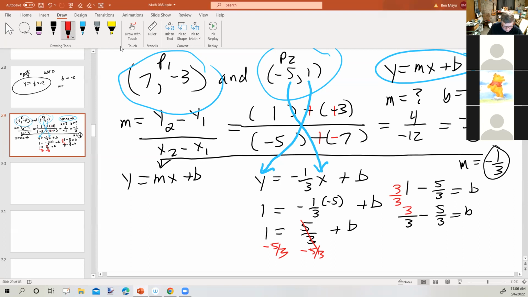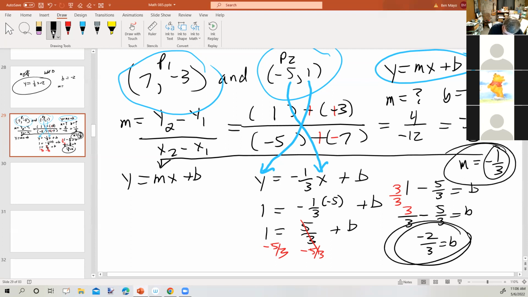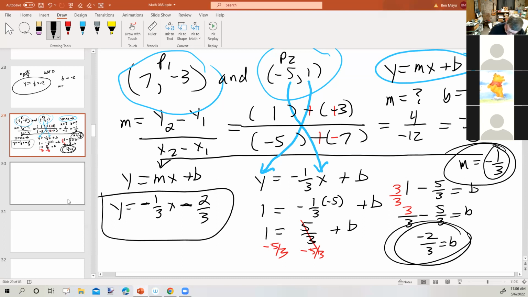Again, you still with me? Yes. 3/3 minus 5/3 would be negative 2/3. Oh, so we've got our slope and our y-intercept. So y equals negative 1/3 x minus 2/3. And there's our equation.